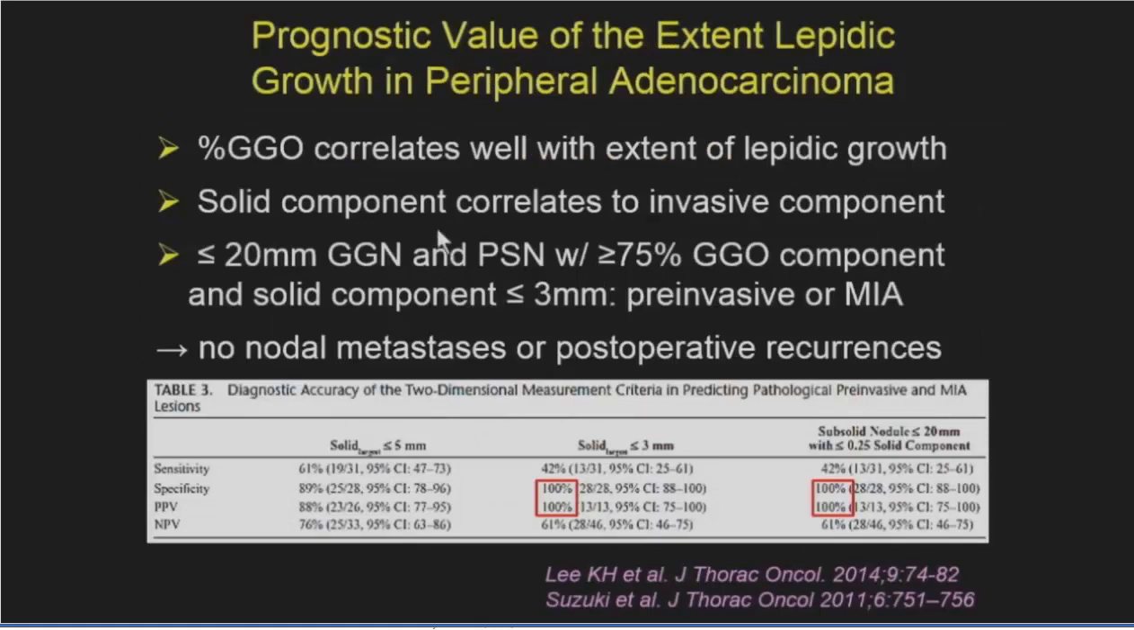In terms of prognosis, the percentage of ground glass corresponds to the lipidic component, and the solid area tends to correspond to invasive component. Therefore, the greater the solid component, the worse the prognosis. And there are studies showing that lesions that have more than 75% of ground glass component tend to represent pre-invasive or minimally invasive tumors, and the better prognosis, particularly the ground glass nodules measuring up to 20 millimeters. So these lesions tend to have no nodal metastasis and no postoperative recurrences.